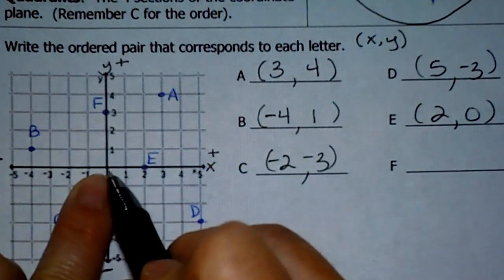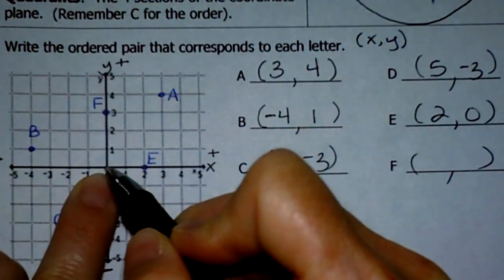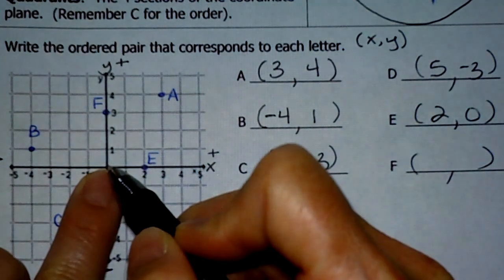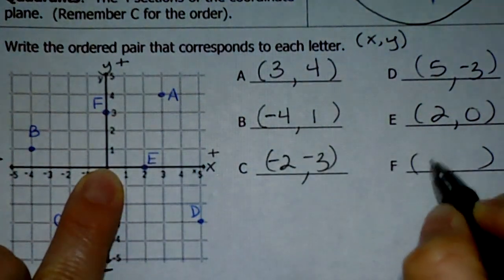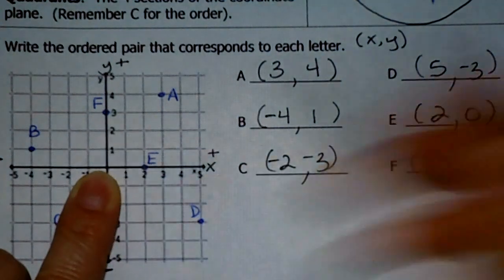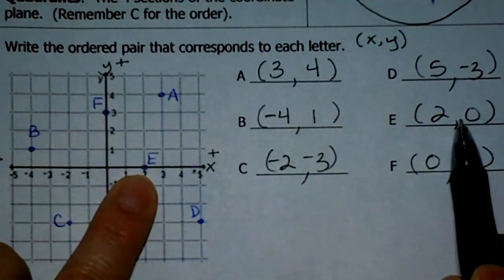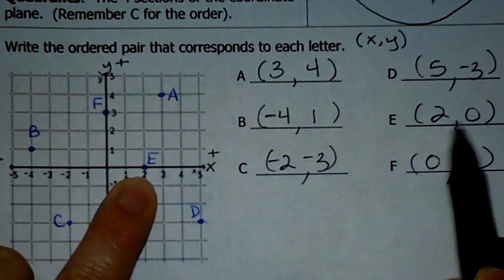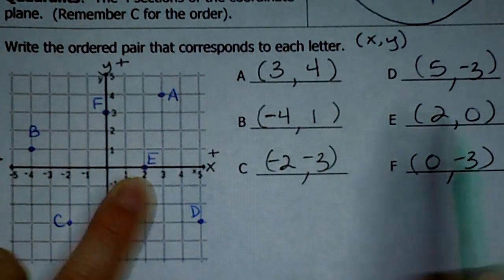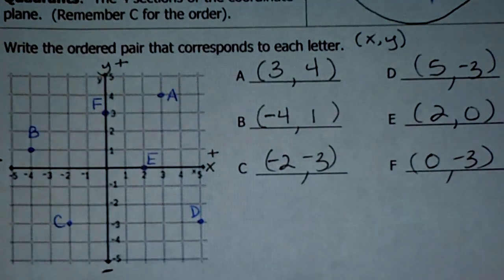F right here, if you start at the origin, do you have to move right or left to be below the F? No, we didn't have to move on the x-axis. So I'm going to put a 0 there because we didn't have to move. We do have to go up 1, 2, 3 though. So if it's on the x-axis, like E, you're going to have the y as 0. If it's on the y-axis, the x is going to be 0.